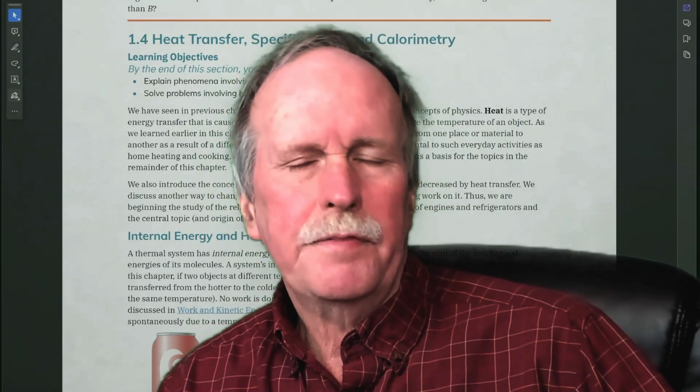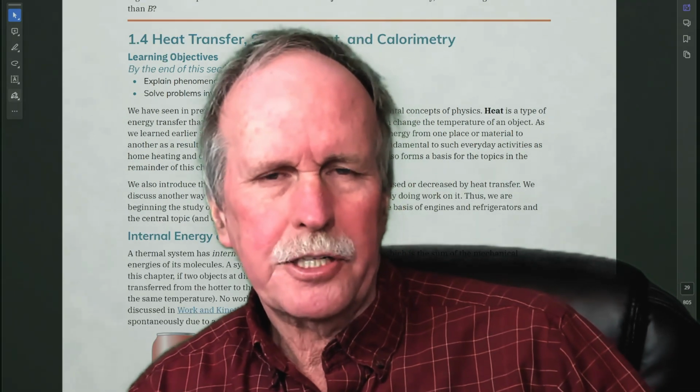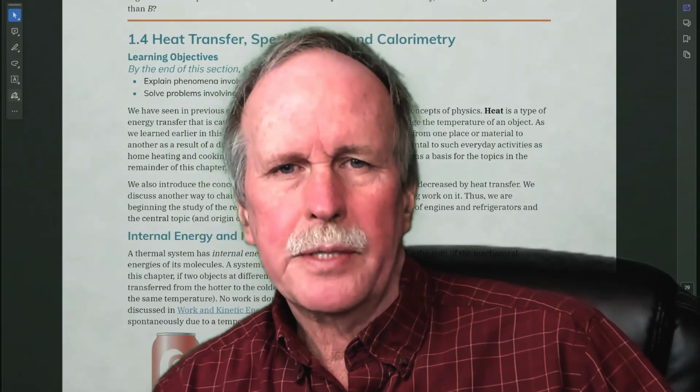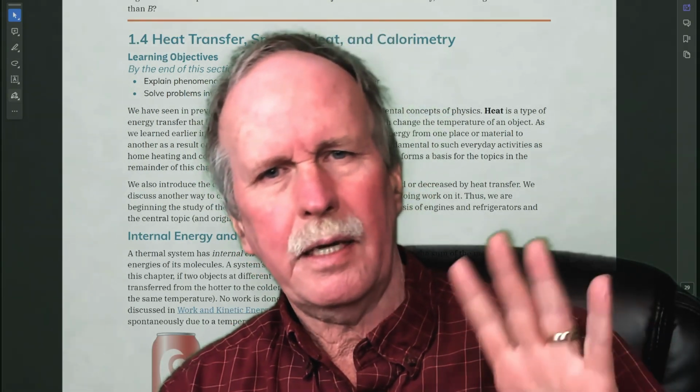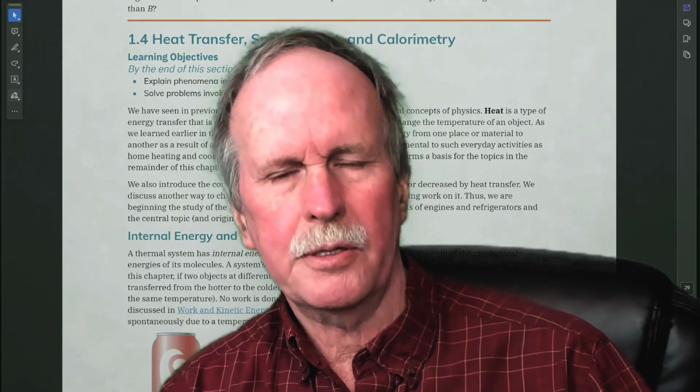We're getting ready to finish off Chapter 1 of University Physics 2. The final section is heat transfer, specific heat, and calorimetry. This is actually one of the more interesting sections in this chapter. Now, in the first section, we talked about thermal equilibrium. In other words, if you put something hot next to something cold, heat will go from the hot object to the cold object to the point that they are both the same temperature and are in thermal equilibrium.